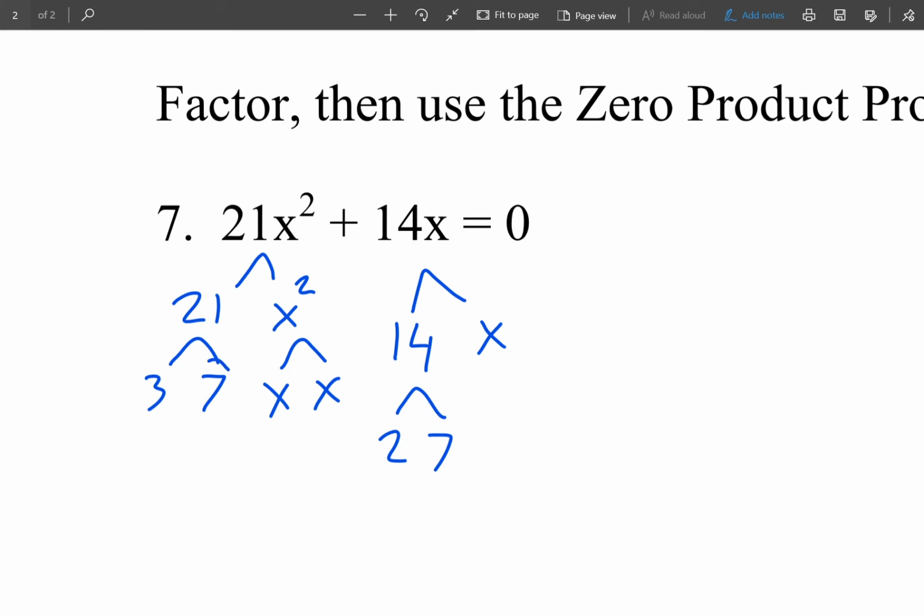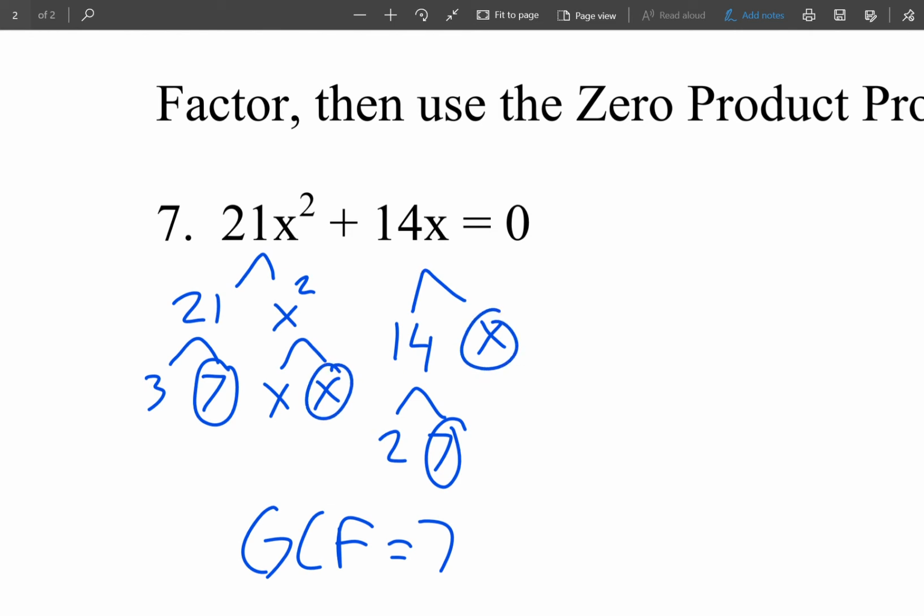I notice that both factor trees have a 7, so for my greatest common factor, I'm going to have a 7, and then they also both have an x. So 7x will be my greatest common factor. So when I do my factoring over here, I'm going to have 7x outside of a set of parentheses.